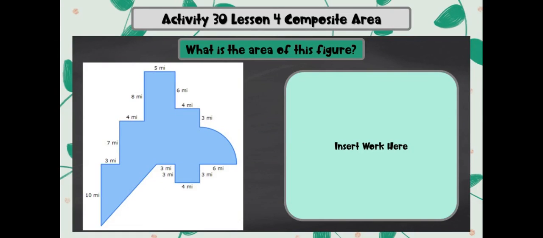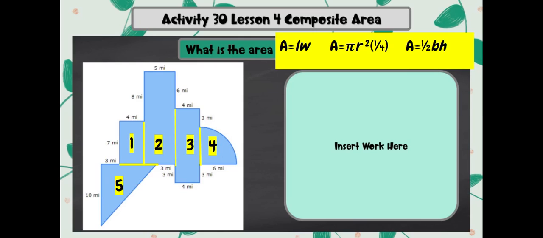This last one. Again, I see a triangle. I'm going to go ahead and draw a line there, and I see part of a circle. I'm going to go ahead and draw a line there. Then with what's left, I see 3 rectangles. So I have 1, 2, 3, 4, 5. So I know that I'm going to use, for the first 3, it's length times width. For the fourth one, it's pi r squared times 1/4, because this is 1/4 of a circle.